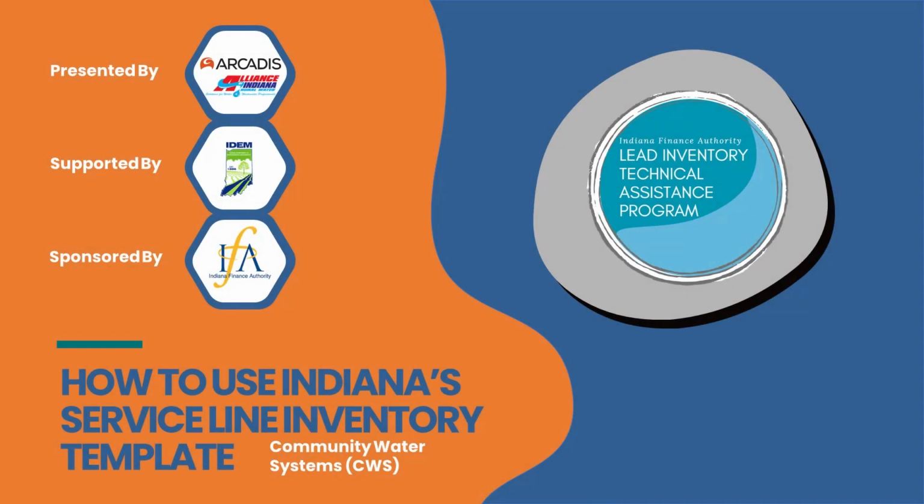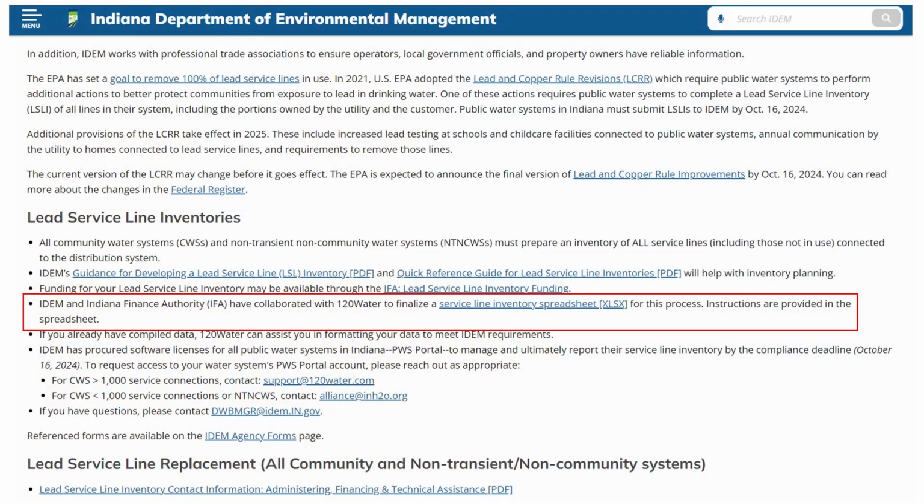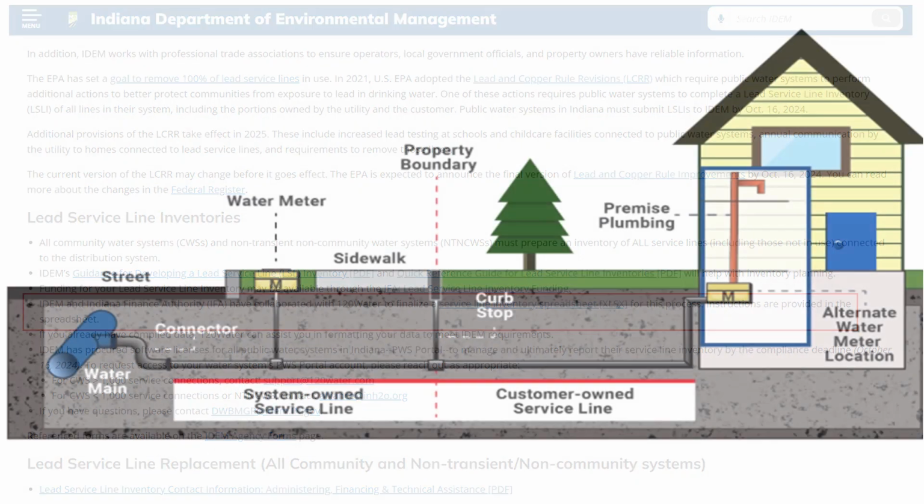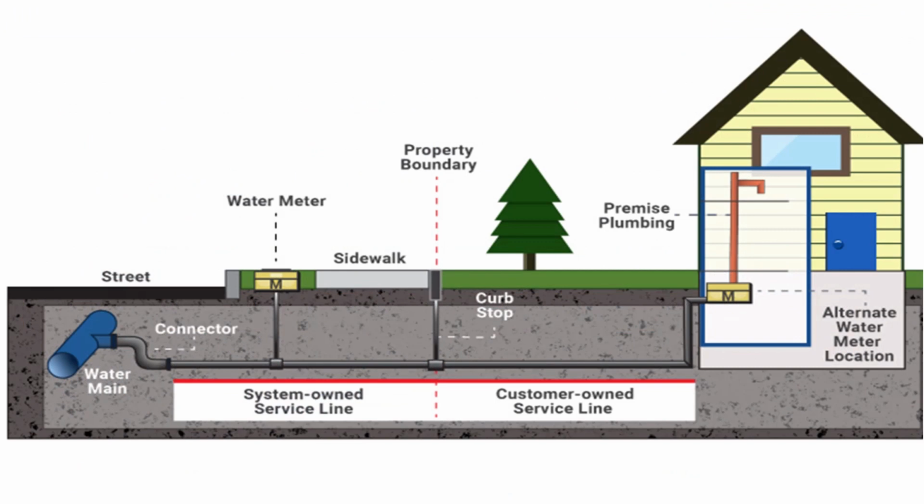In this video, we will demonstrate how to complete the IDEM Lead Service Line Inventory Template for Community Water Systems, or CWS. This spreadsheet, provided by IDEM, will capture the necessary information to complete a water service line inventory as required by US EPA lead and copper rule revisions. It can be readily uploaded into an online portal that IDEM will use to receive inventories and make the information publicly accessible. Before diving into the template, let us talk about the essential component of water systems.